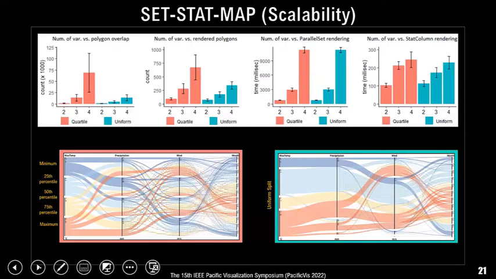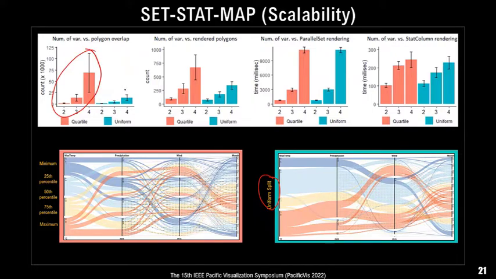Now let's take a look at the scalability of SETSTATMAPs. As we have seen earlier, instead of choosing quantile values, if we use uniform split, then the number of ribbons are much smaller, and that we can see also in the plot. So if you look at the first bar, this is with quartile and this is with uniform split, and you can see that the number of crossings or polygon overlaps are much smaller in uniform, which is consistent with the number of polygons that have been rendered.